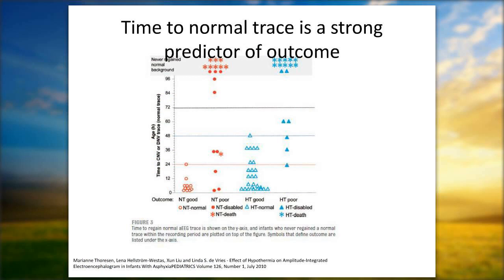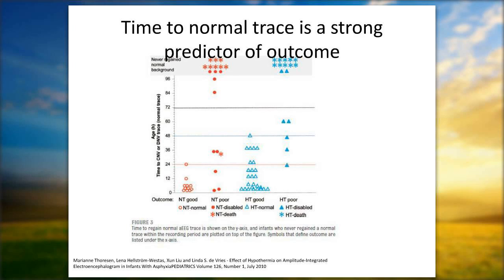But it really does say that time to normal trace continues to be a strong predictor. The little caveat to that is now we give them until 48 hours. So we wait those first 2 days of cooling, then we really hope to see a return of normal pattern. If we don't, then we continue to have a higher level of suspicion. This is an article that was published in Pediatrics in July of 2010. If you haven't read through the whole length of it, it's really a great article.